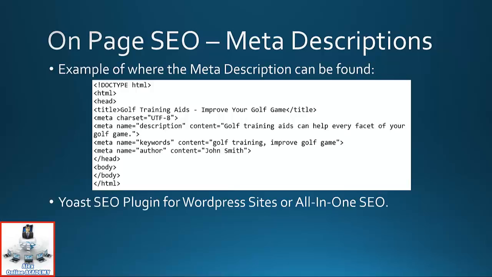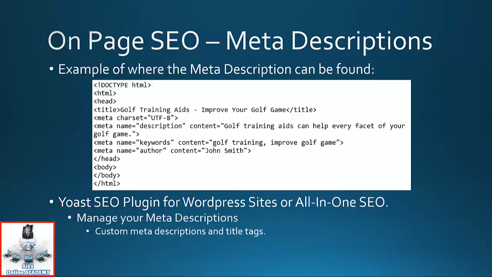The Yoast SEO plugin for WordPress sites or All in One SEO. More people are going to Yoast. It tends to be a little better plugin to use. But those are also plugins you could utilize for meta descriptions. You can manage your meta descriptions this way, and it's a really powerful tool. Custom meta descriptions and title tags are really easy with this tool for any particular page. And again, whatever software you're using for your site, you should make sure they're allowing you to incorporate meta descriptions and title tags appropriately. It also manages other important SEO factors, as we pointed out. So those are good plugins.